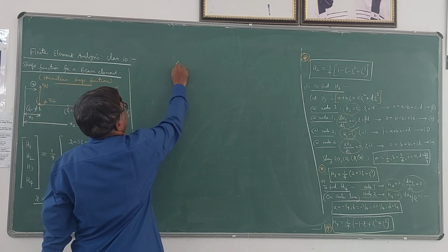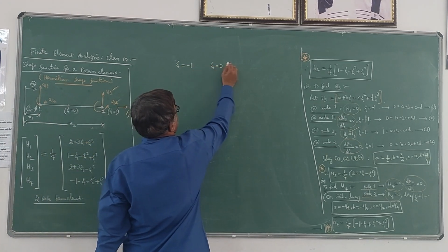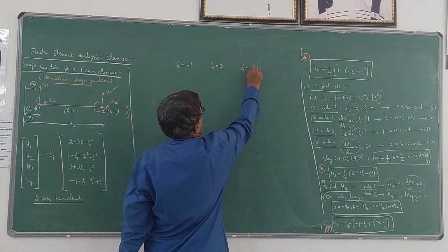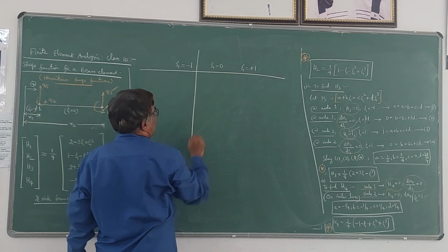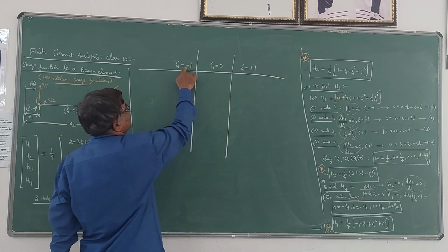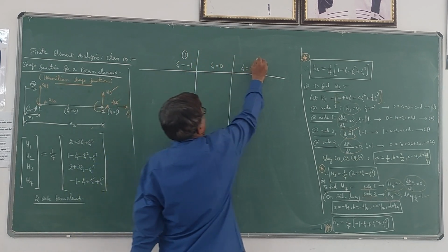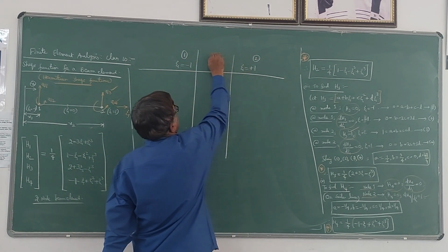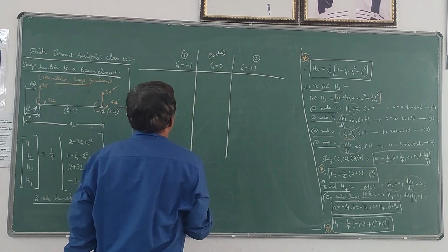Column: zeta is equal to minus 1, zeta is equal to 0, zeta is equal to plus 1. So these are the values of zeta at the nodes: at the first node this is the value, at the second node this is the value, and at the center point of the beam, this is the value of zeta.